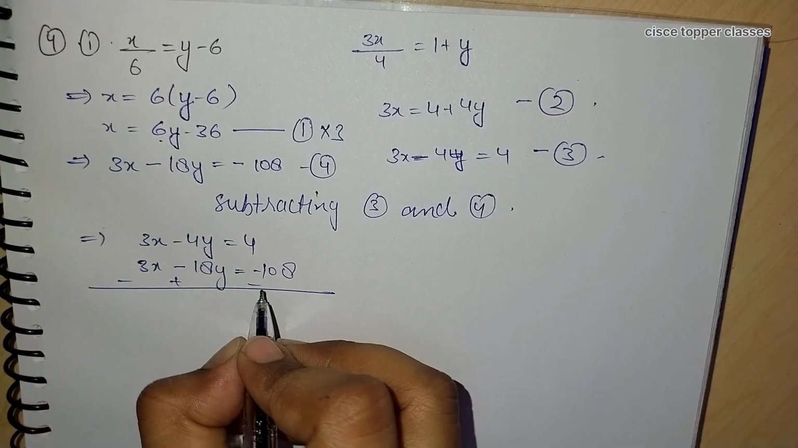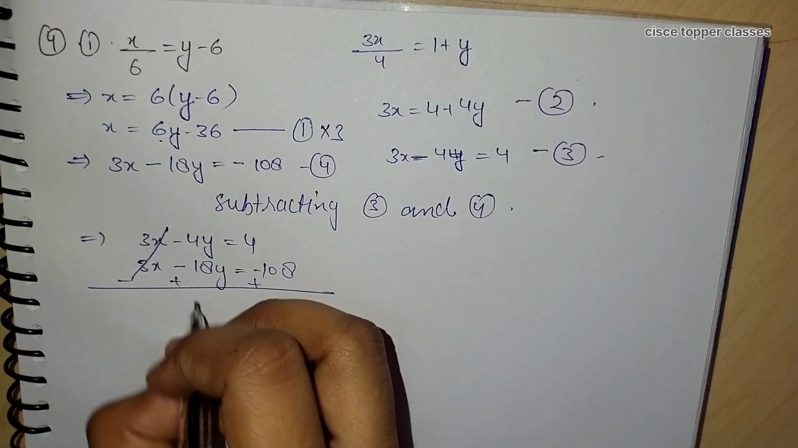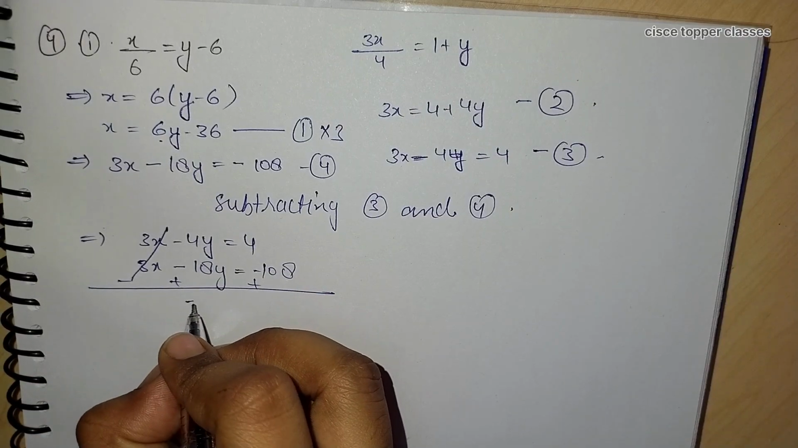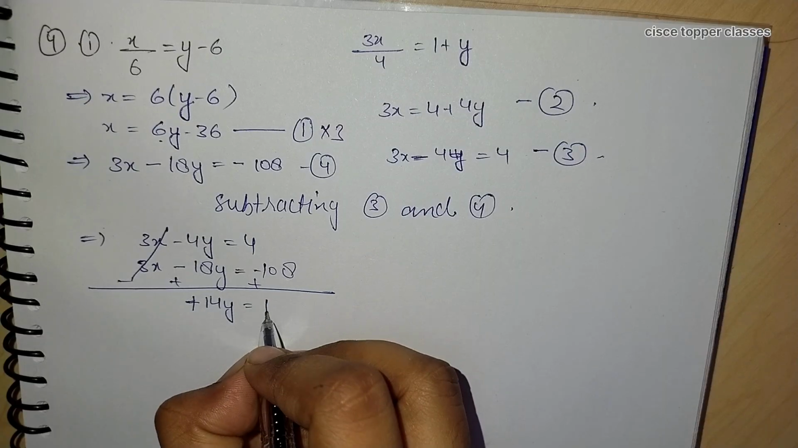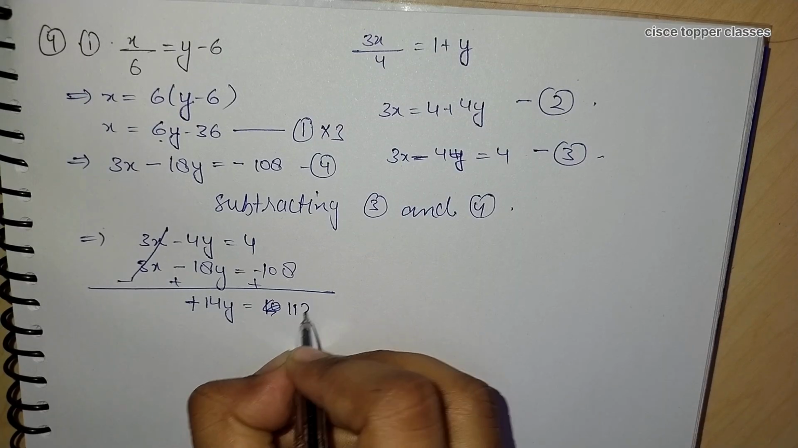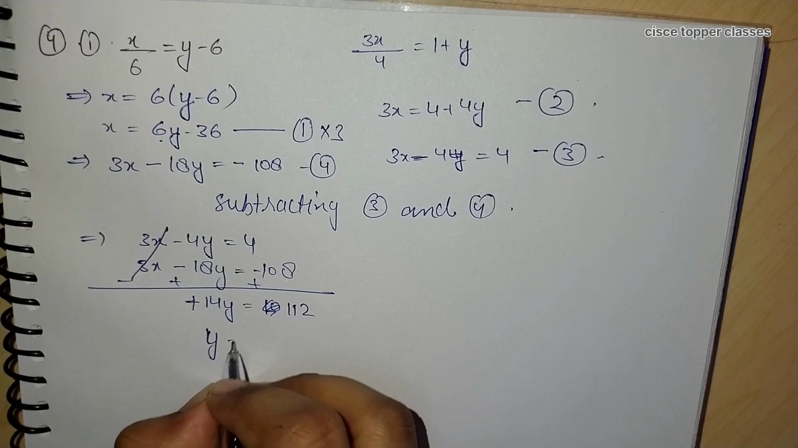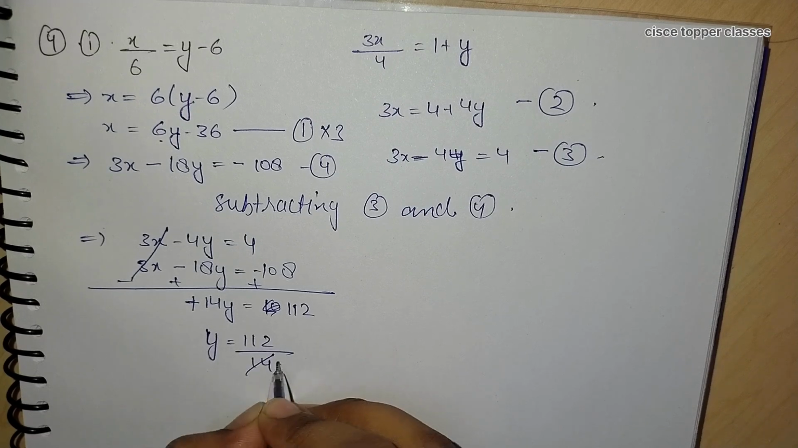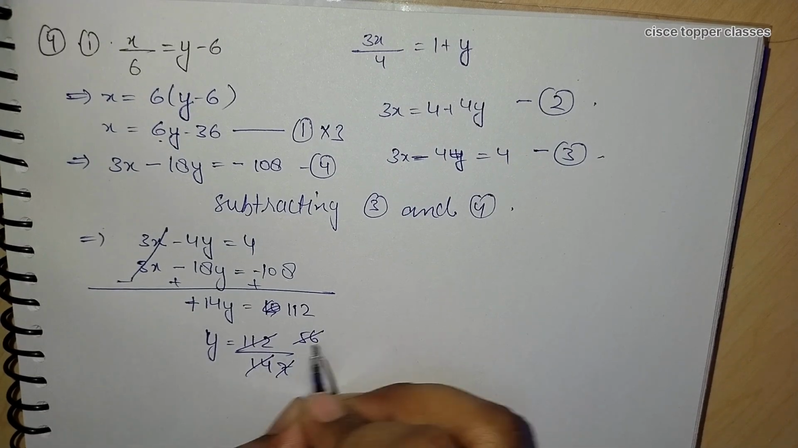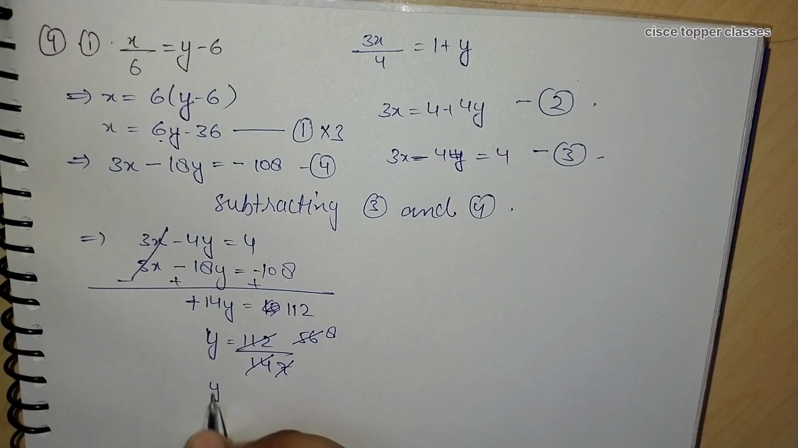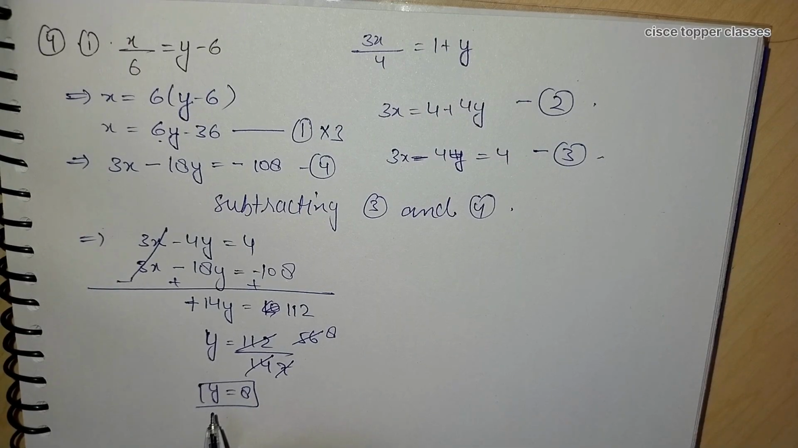Here we will subtract, so 3x will be cancelled out. We will get plus 14y equal to 112. So y is equal to 112 divided by 14. Now 7 into 8 is equal to 56, so y is equal to 8.